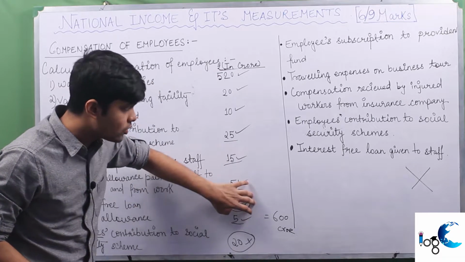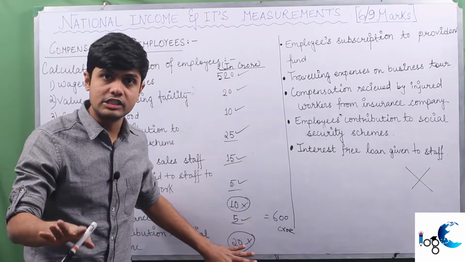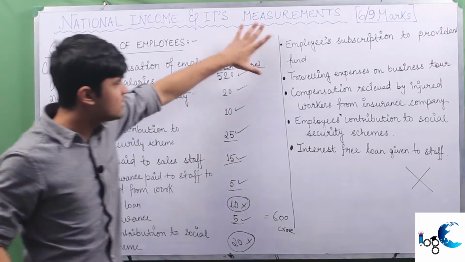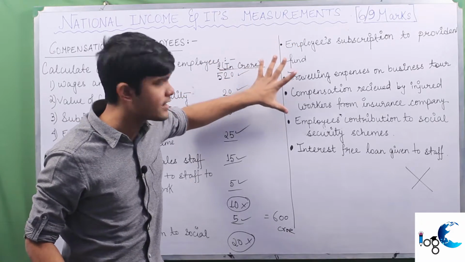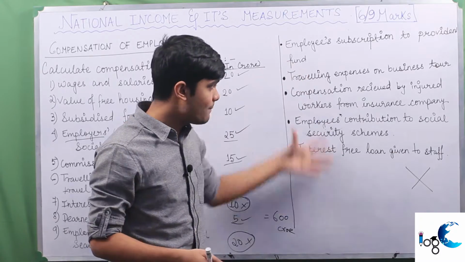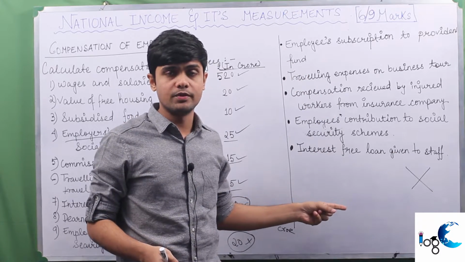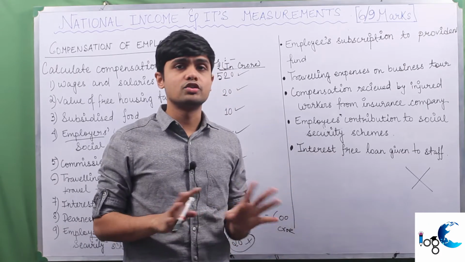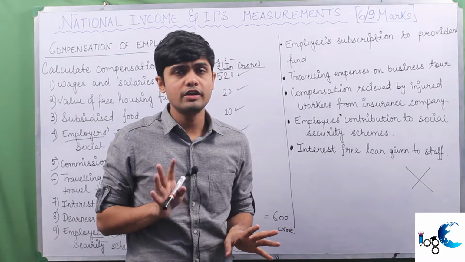So we'll ignore those things that are not included in compensation of employees, but we'll just add up the other things. These are the 5 basic points that are not included. I am not saying this is the ultimate chart. So just remember these 5. Usually the question comes among these 5, so you don't need to worry.